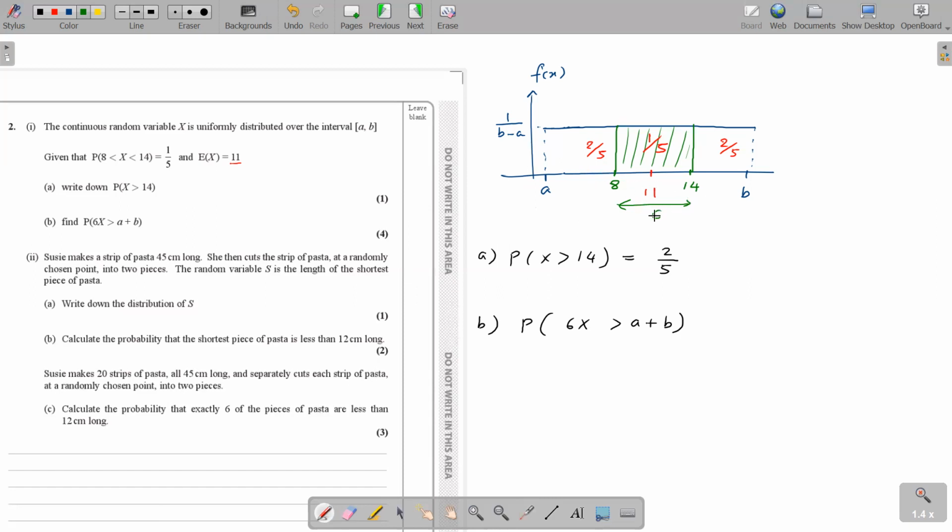From 8 to 14, you have a width of 6. So from 8 to A, we should have a width of how much? 12. That's how you can get double the area, because the width doesn't change.